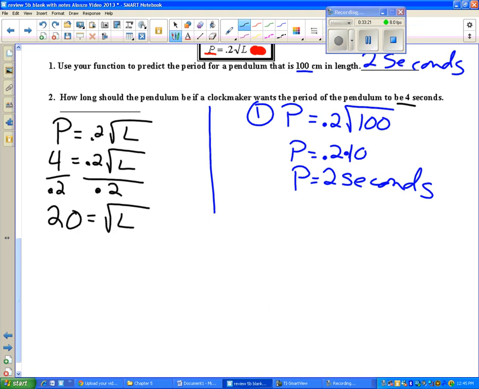I want to get L by itself, so I need to square both sides, because the square and the square root cancel, leaving L on the right. 20 squared is 400. So that tells me that the length of the pendulum needs to be 400 centimeters.